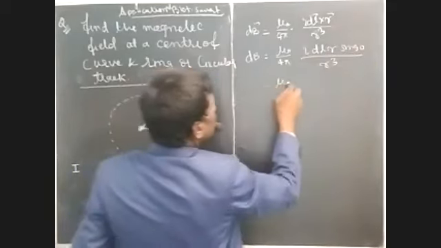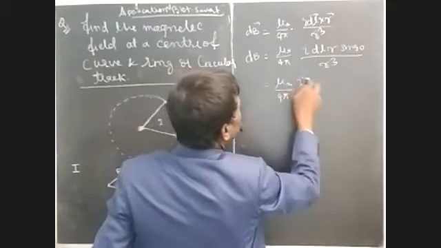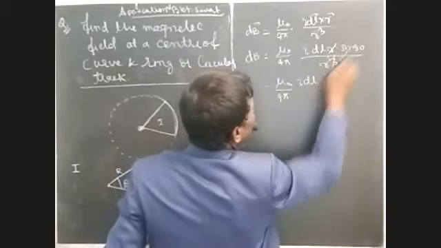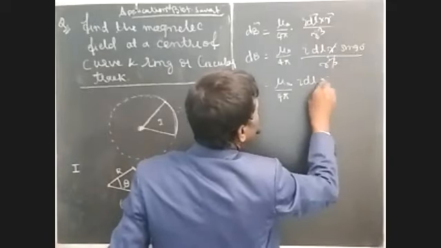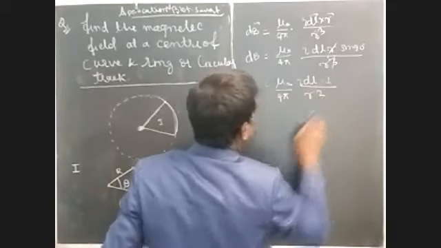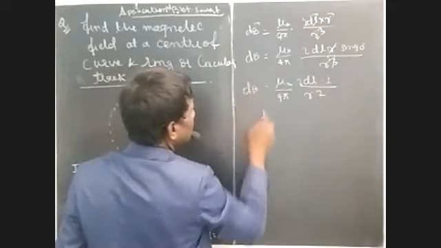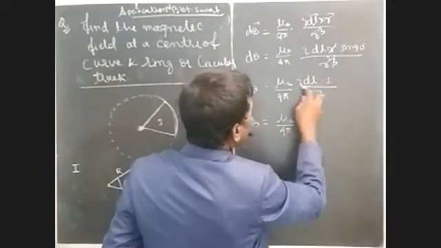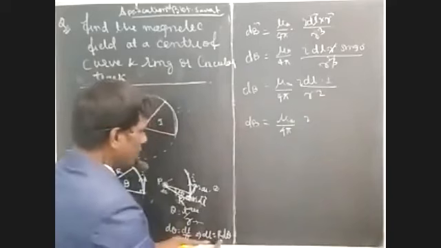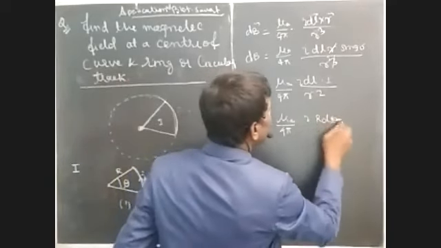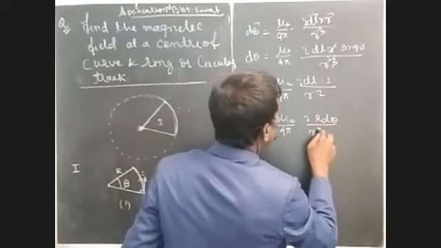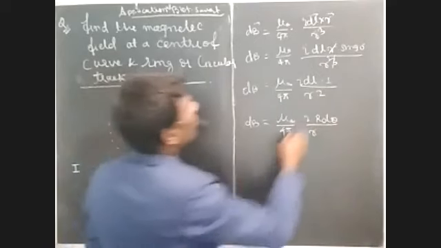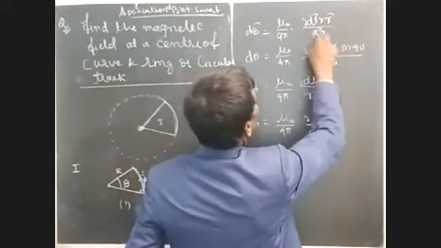Okay, so mu naught upon 4 pi Idl, this R cancels, R square remains here, and sine 90 means how much? 1. So it is 1 upon R square, like this. Again we have to write, this is mu naught upon 4 pi and then Idl. So instead of dl we can write here R d theta upon what? R square, meaning this R converts into R, because this R is like this. So it is better to write it as R square.